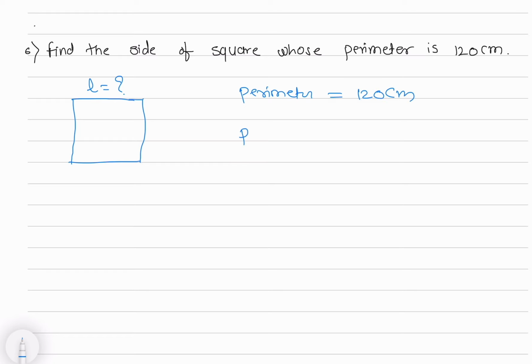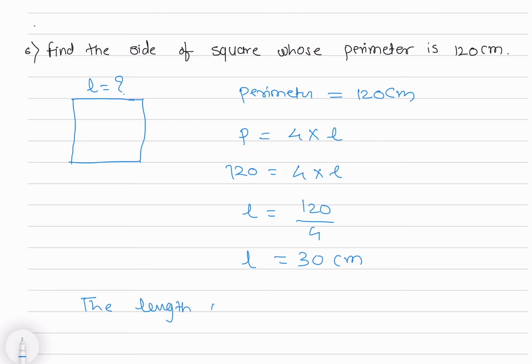So what is the formula? Perimeter is equal to 4 into length. 120 is equal to 4 into L. So L is equal to 120 upon 4, which is equal to 30 centimeter. So the length of the square is 30 centimeter.